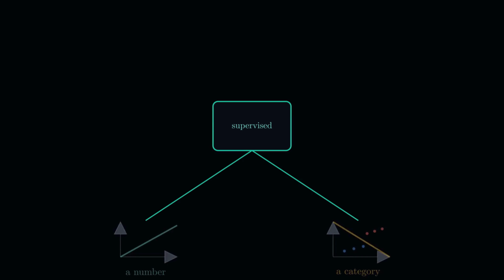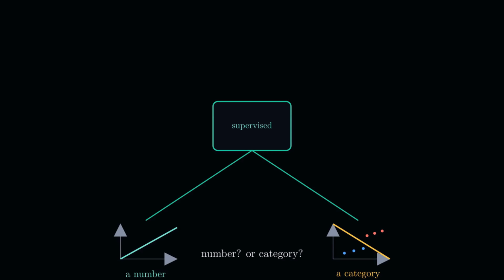And the very first branch in the videos to come is a single deceptively simple question that splits supervised learning cleanly into two. Is the answer you're predicting a number, like a price, or a category, like spam or not? Those two roads use different maths, different geometry, and even carry different names. And that fork is exactly where we go next.